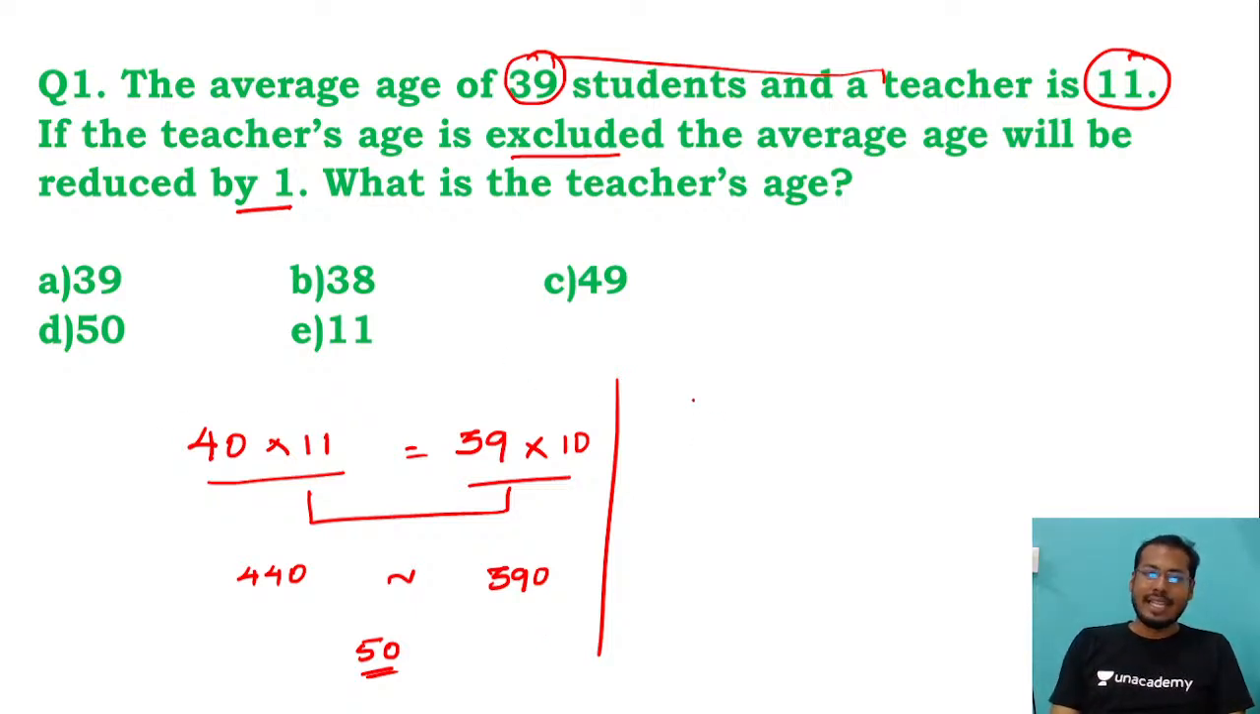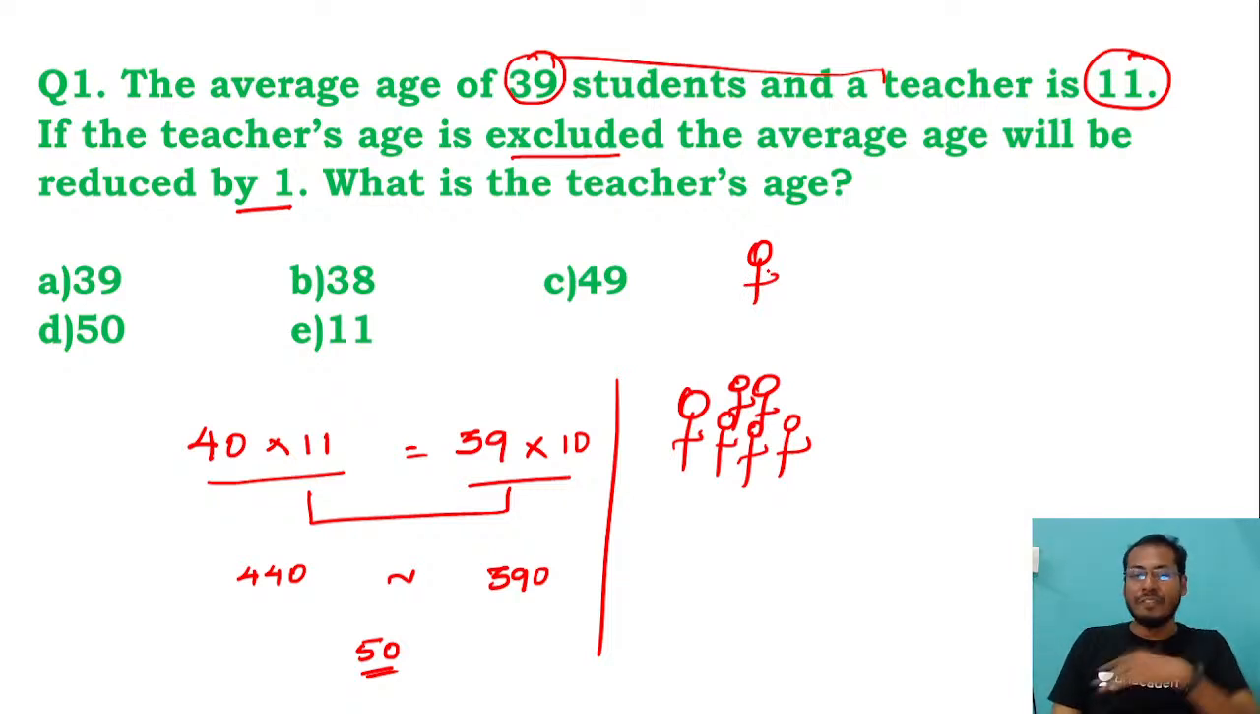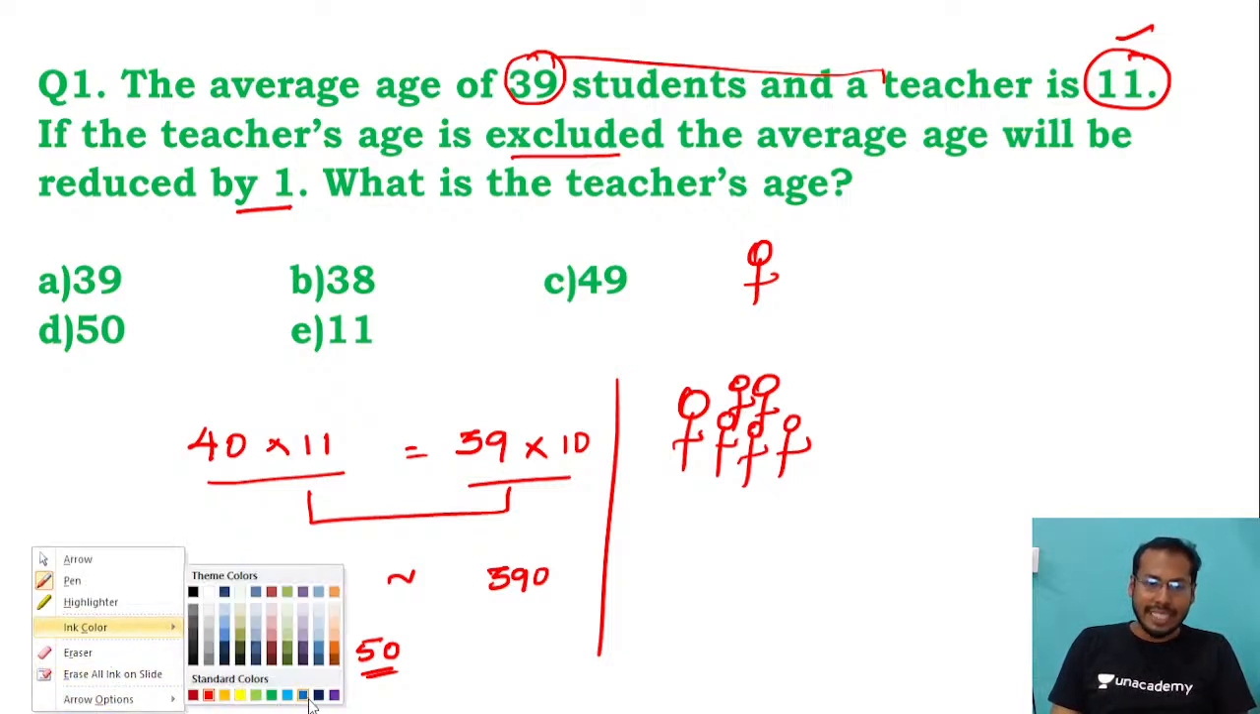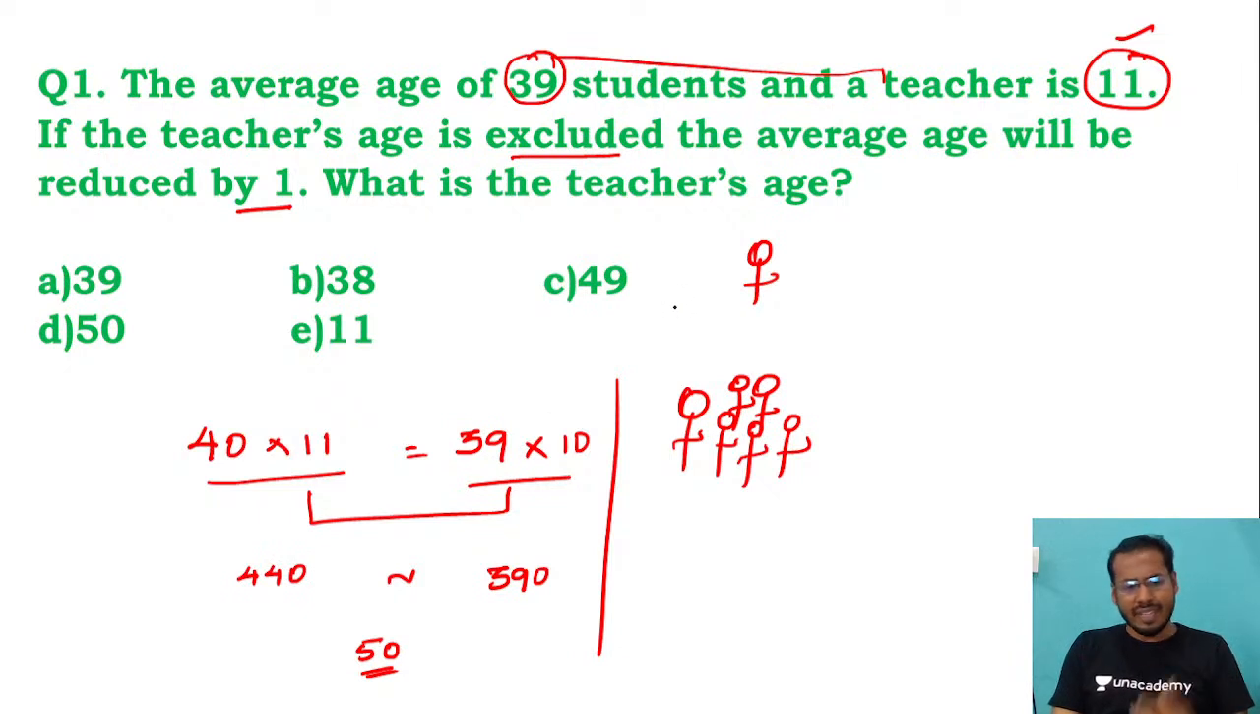Okay, look at this. In a class there are 39 students. Let's take 39 students and a teacher. I am also inside the class. The average age of 39 students and a teacher is 11. That means all the persons inside the class are what? 11 years old. Average 11 means each one is 11. Okay, everybody is 11. My age is also 11 because for all of us, 40 people, the average is 11.